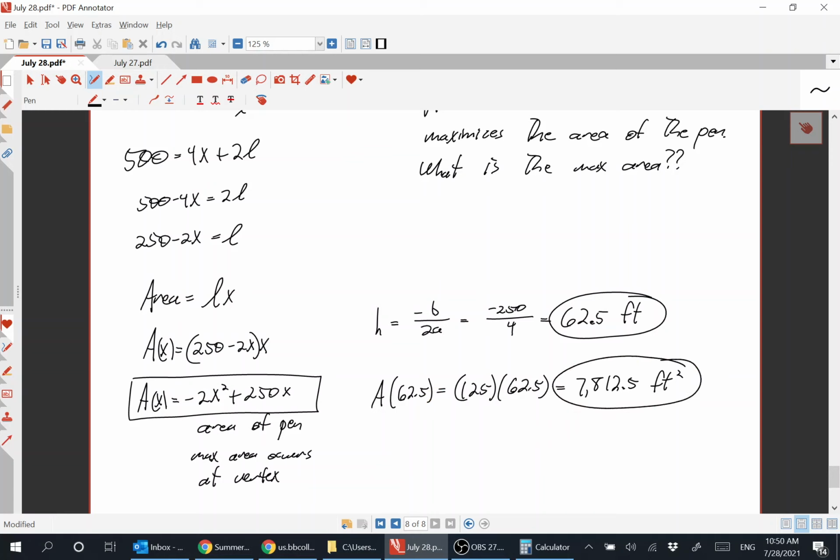Right, same kind of problems we've been doing. This is very typical of a max-min problem that boils down to a quadratic function. In Calc 1, you'll do more max-min problems that don't just deal with quadratic functions, cubic functions, whatever else kind of functions.